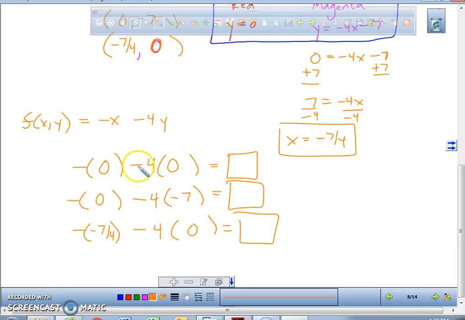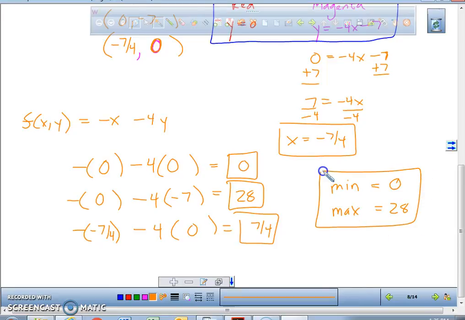All right? So, right here, what does this first one evaluate to right here? We've got a 0 minus a 4 times a 0. That gives me a whole lot of nothing. Here I've got a 0. Oh, negative times negative is a positive. That's a 28. Here that becomes a positive minus a 0, so that's just 7/4. So now you look at 0, 28, 7/4, and you ask yourself, self, what's the minimum? The minimum would be a 0. What's our maximum? Our maximum was a 28. That is the final part of your answer.